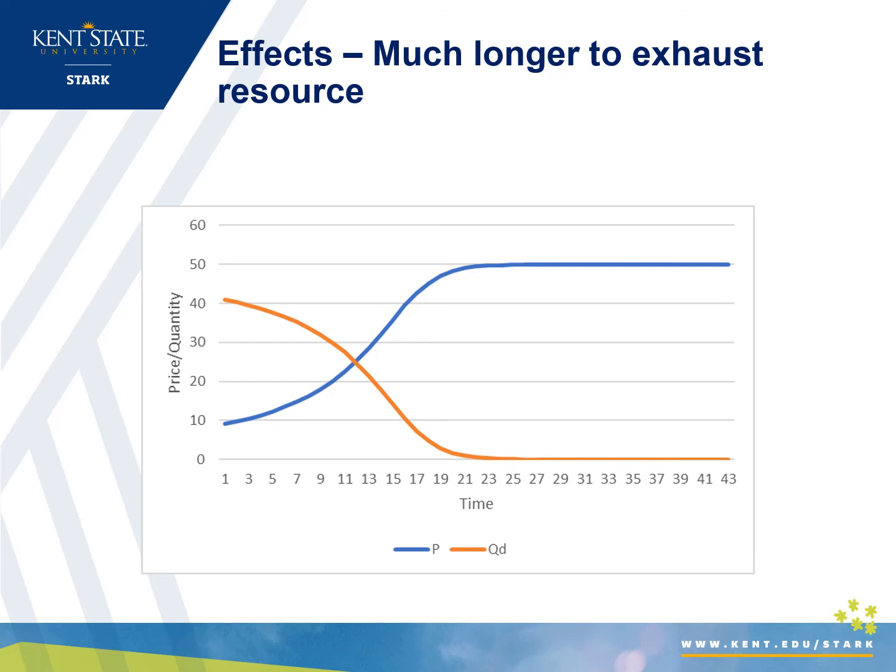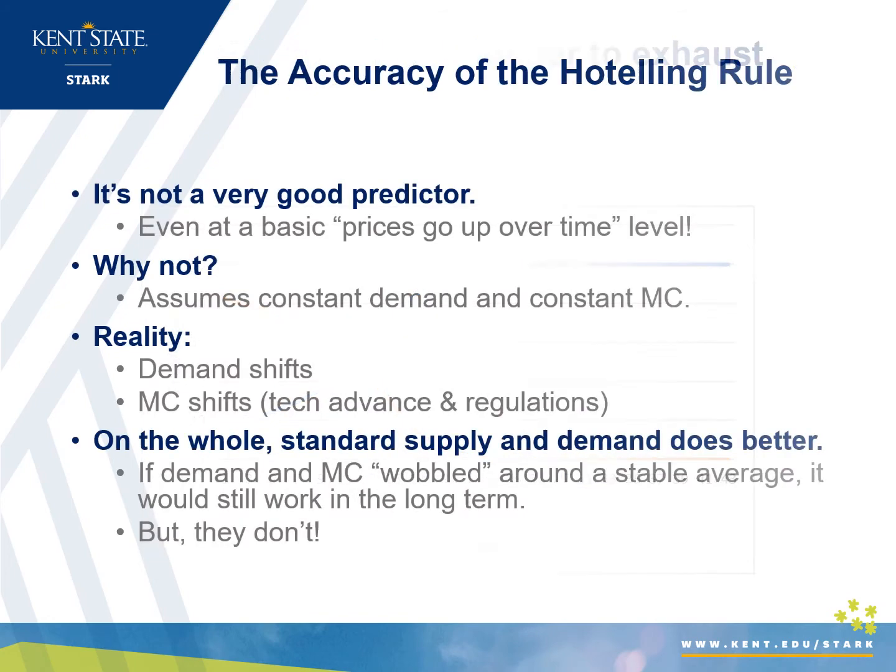Okay, or we wouldn't want to extract all of it, being the point. So now the question then comes, so we have all of these nice predictions for the Hotelling rule telling us how prices are going to move over time. So how good does it do? It turns out it's actually not a very good predictor.